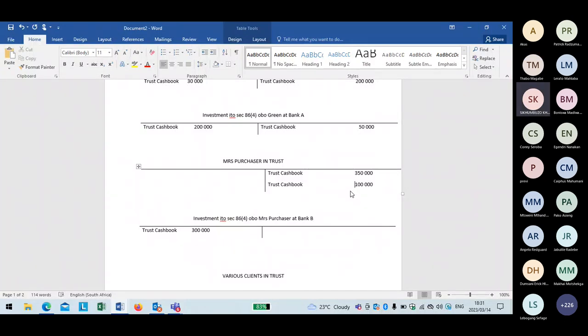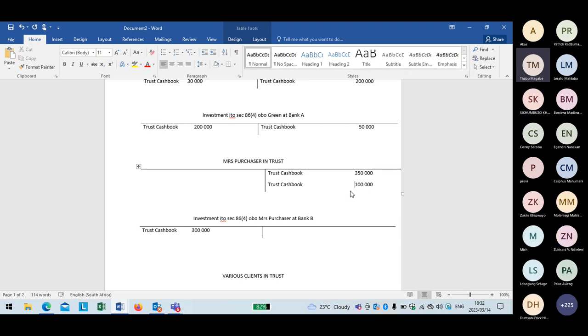Is it clear for everyone? Yes, Prof. It is clear. But if it happens that you discover a deficit in the trust account, you are required to do two things. One, inform the Legal Practice Council about this deficit. Number two, rectify the deficit by transferring funds from the business account to the trust account so that your trust account can stay positive. Am I clear? Yes, sir. So we can proceed.